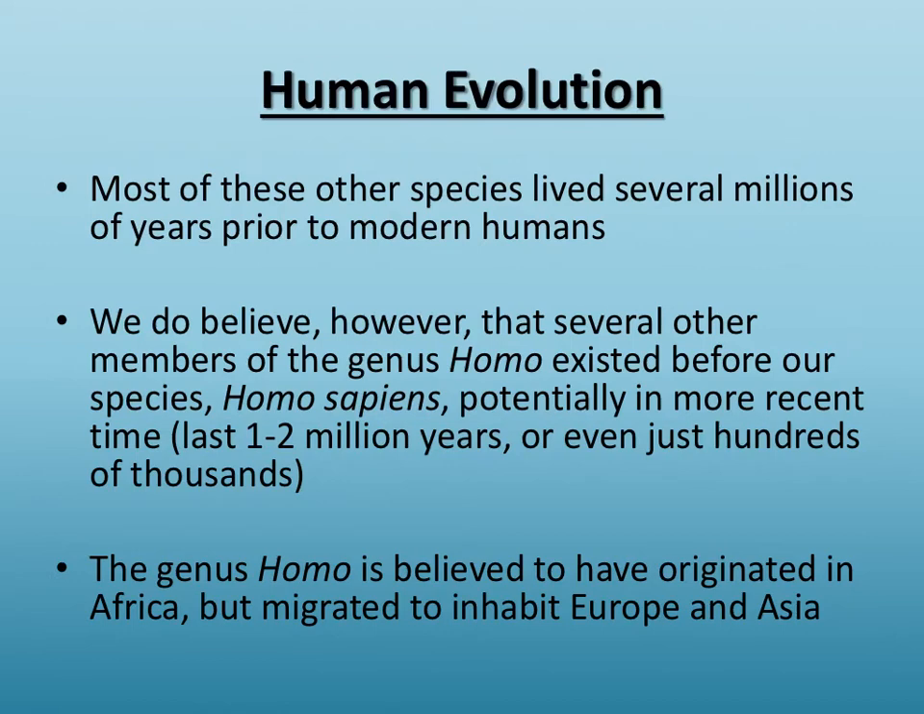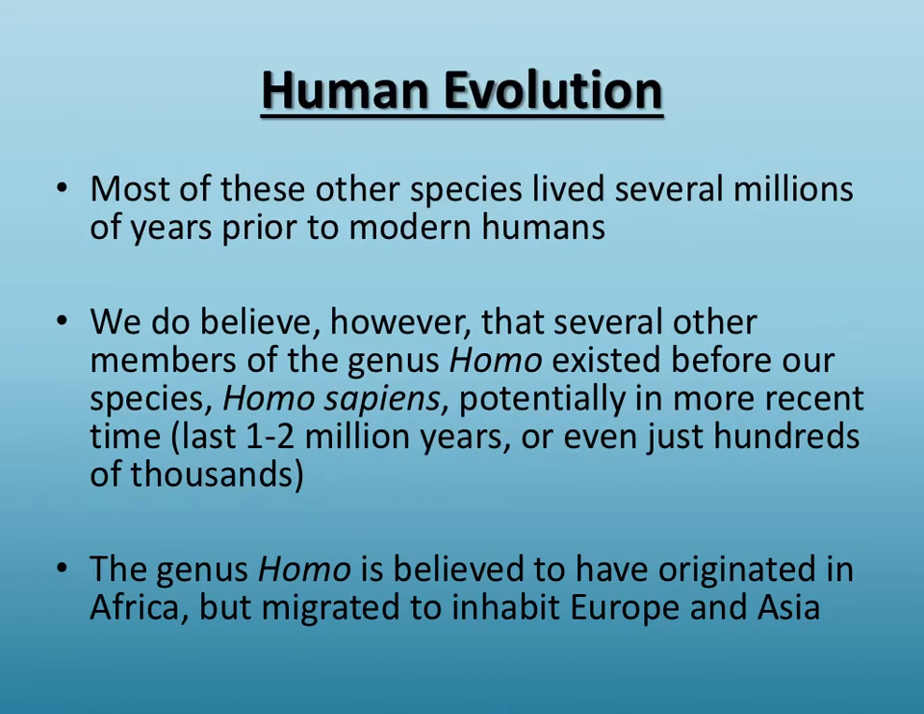And again, we have some similarity to other great apes like chimps, but we're really not that closely related because there's still these millions of years and these different intervening species that were there in between. Right now, we do think that there have been several other members of the genus Homo that existed prior to our current species, Homo sapiens. And these other members of the genus Homo probably existed in the last million years or so, maybe hundreds of thousands of years. And yet, we are the only ones that have survived to this point.